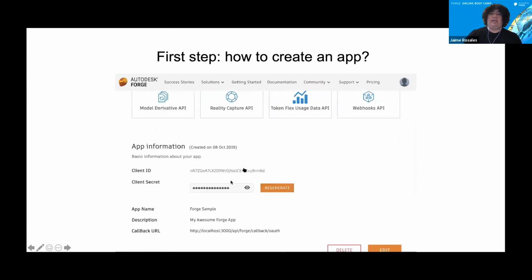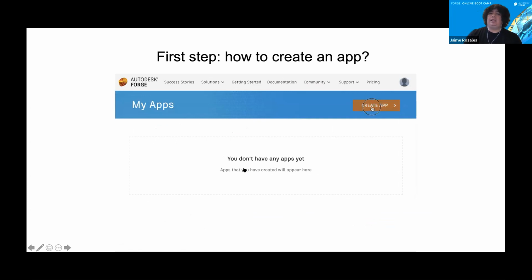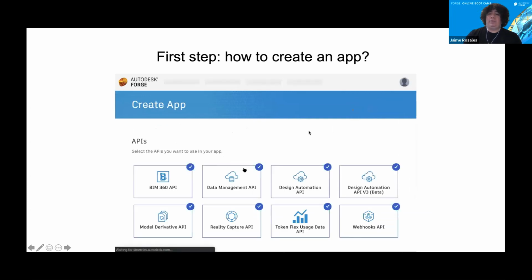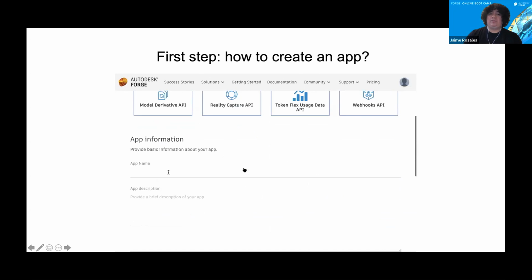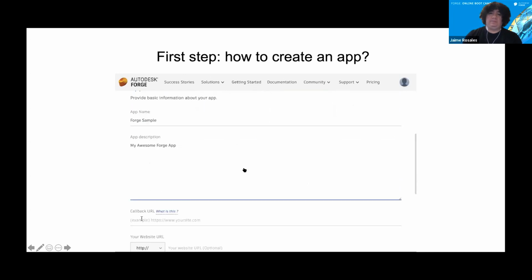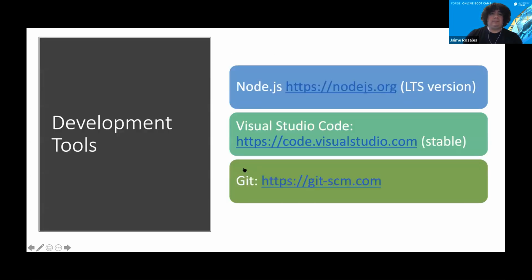And from there, you're going to get access to a client ID and a client secret that we're going to be using for authenticating ourselves against the Autodesk server. And then we will be able to use the Forge services. Also, for this tutorial, we're going to be using the following.